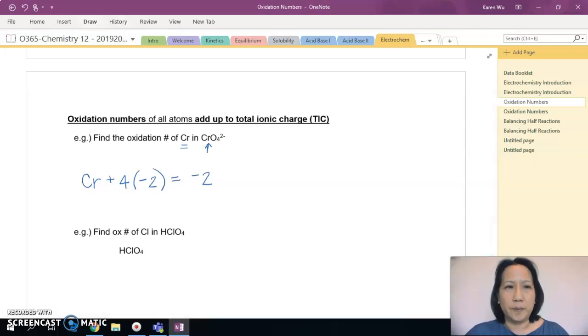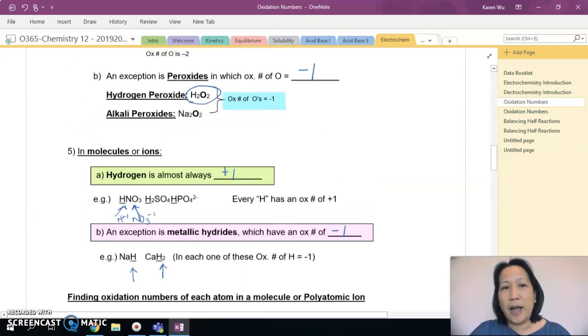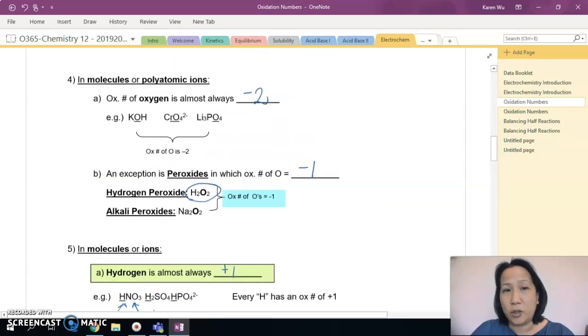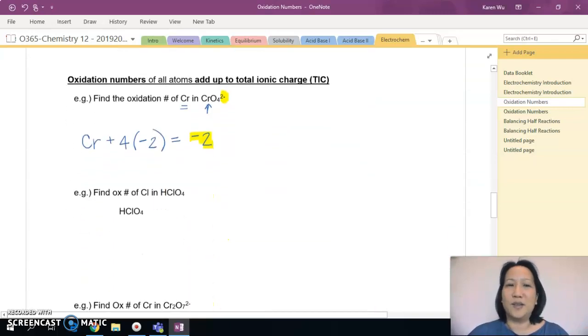So how did I know the whole thing adds up to a charge of -2? Well, there it is written in the top right-hand corner. How did I know that the charge of each oxygen was a -2? Well, that was us a little bit earlier talking about how oxygens have a charge of -2. Okay, we're not done. This is, what, grade 8 algebra, let's hope?